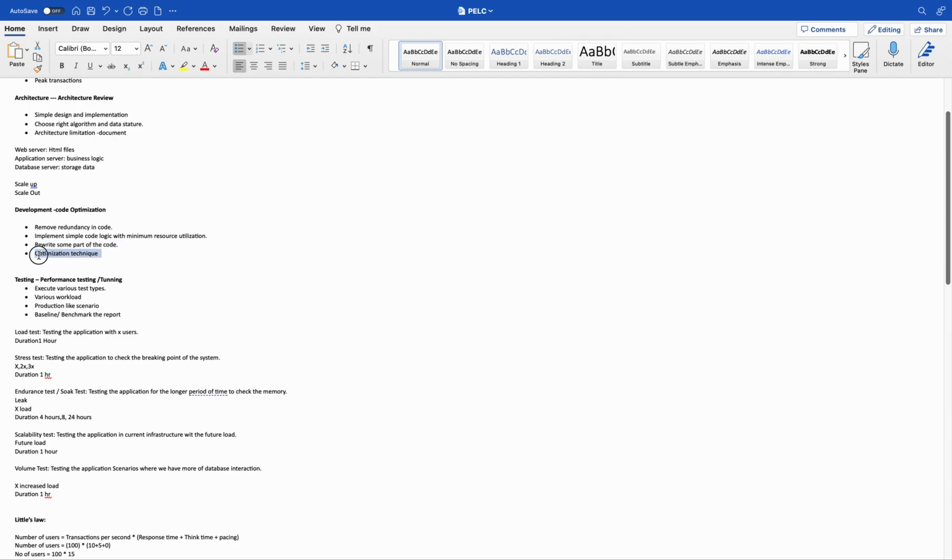What are the optimized techniques? Optimized techniques refer to the methods or approaches used to enhance and improve the performance, efficiency, or effectiveness of systems, processes, or code in the context of software development and programming. Optimized techniques are applied to make a program run faster, use fewer resources, or achieve better results.